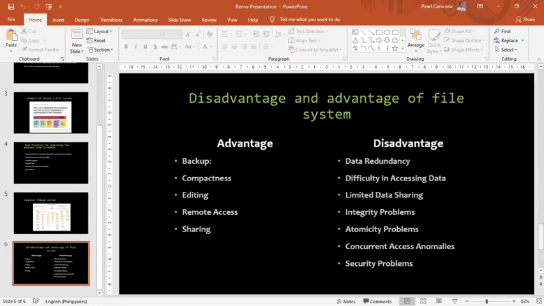So what are the disadvantages and advantages of a file system? The advantages are backup, compactness, editing, and remote access and sharing. The disadvantages are data redundancy, difficulty in accessing data, limited data sharing, integrity problems, atomicity problems, concurrent access anomalies, and security problems. So that's all. Thank you po.